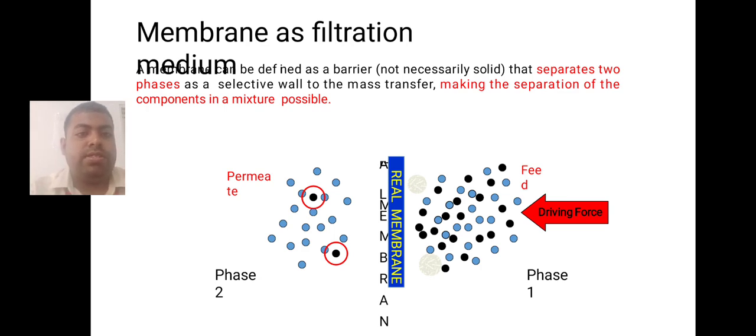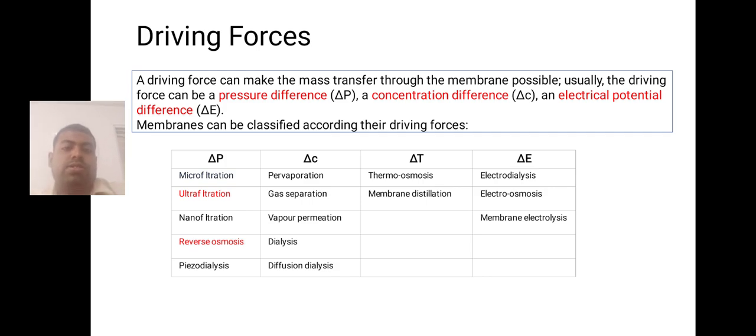A membrane can be defined as a barrier that separates two phases as a selective wall to the mass transfer, making the separation of the components in a mixture possible. Driving forces: a driving force can make the mass transfer through the membrane possible. Usually, the driving force can be a pressure difference delta P, a concentration difference delta C, or an electric potential difference delta E. Membranes can be classified according to the driving forces.